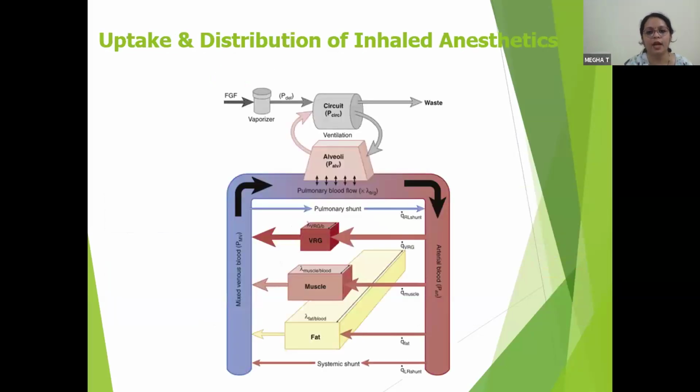This is just to give an idea about the uptake and distribution of inhaled anesthetic. Fresh gas flow goes from the vaporizer to the circuit, then to the alveoli. Pulmonary blood flow takes up the inhaled anesthetic. It goes to the vessel-rich group, then to the muscle and later on to the fat. The vessel-rich group includes brain, heart, liver, and kidneys. So this is regarding the uptake.